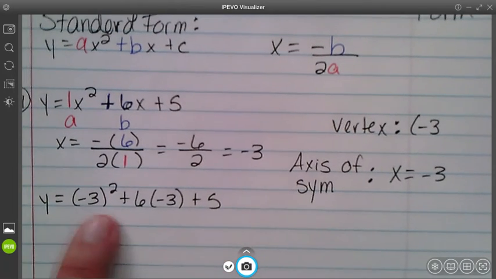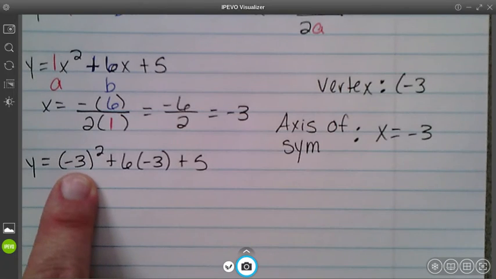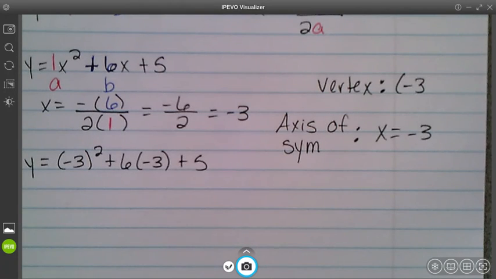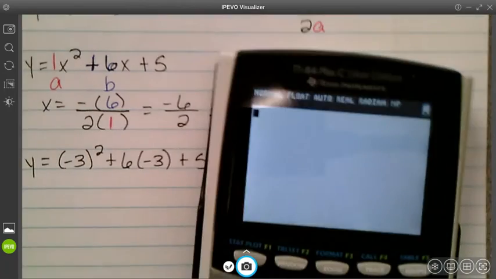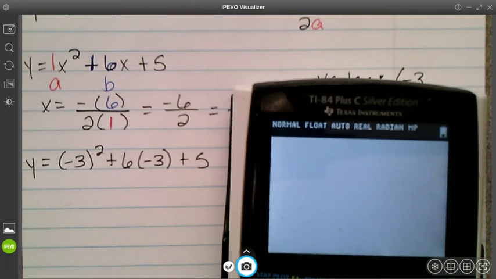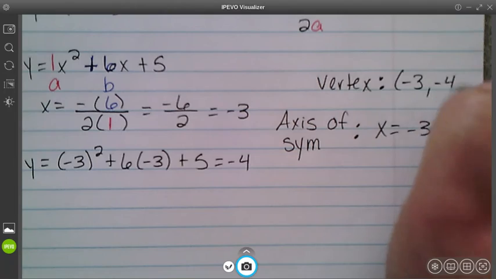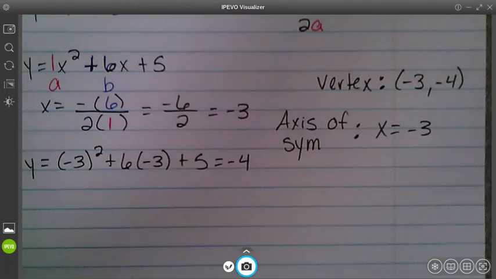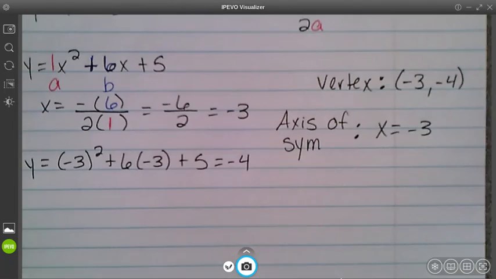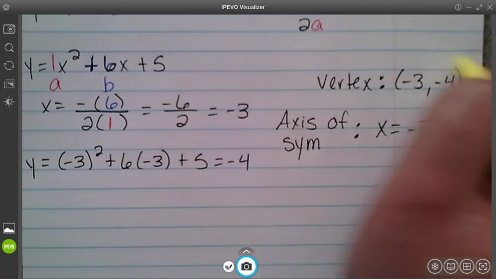Now the parentheses here is important. We've talked about this multiple times with the calculator. If you don't put that parenthesis, it will give you an incorrect answer. So just for probably the 5 millionth time, just be careful. We'll just type that in and get our y value of negative 4. So let me grab a highlighter. This is my final answer.